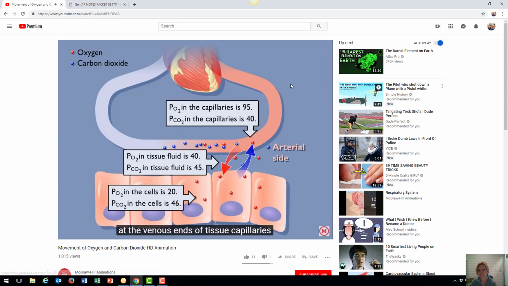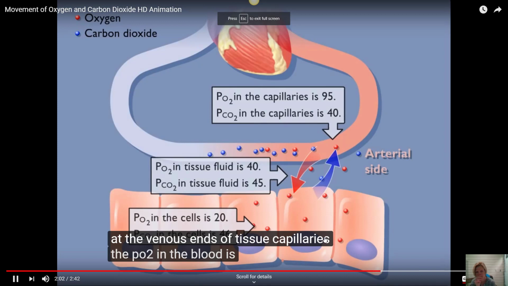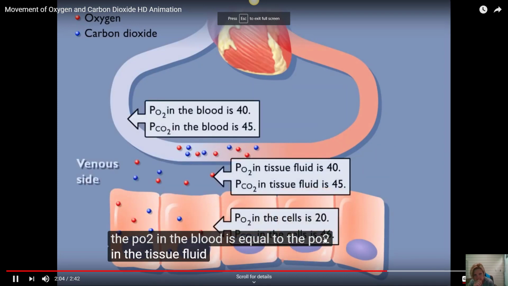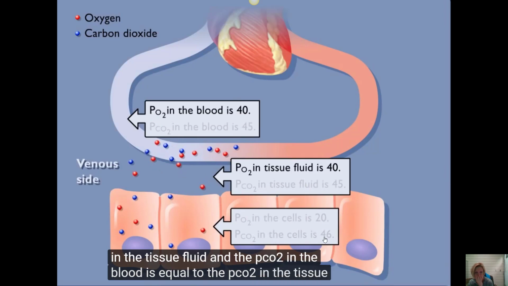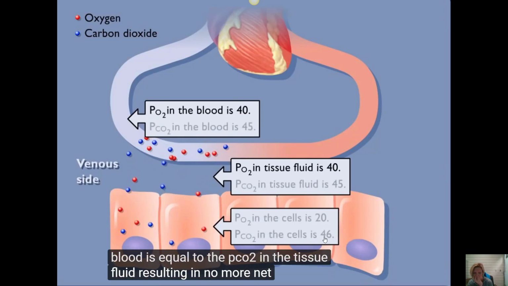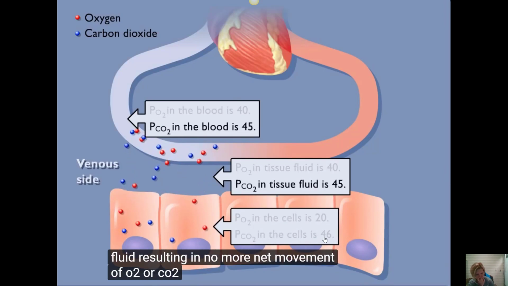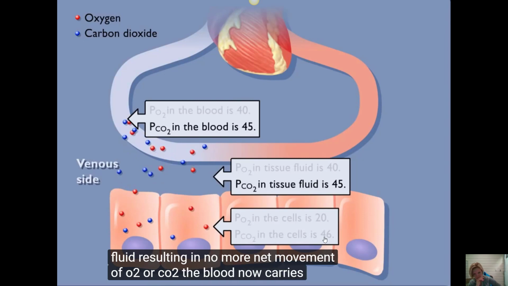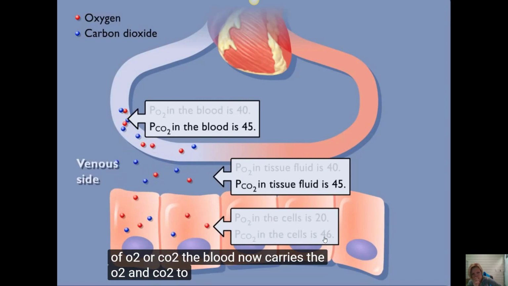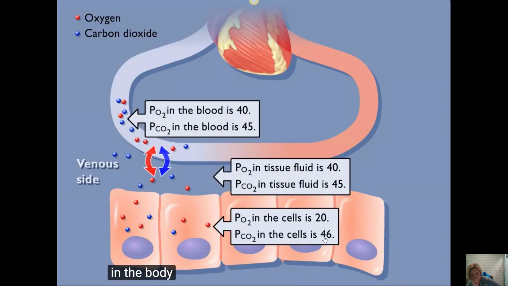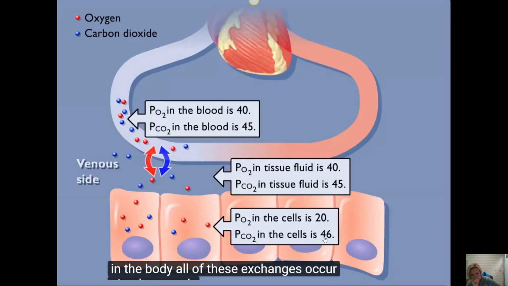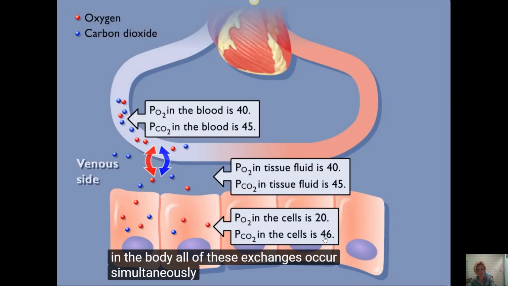At the venous ends of tissue capillaries, the PO2 in the blood is equal to the PO2 in the tissue fluid, and the pCO2 in the blood is equal to the pCO2 in the tissue fluid, resulting in no more net movement of O2 or CO2. The blood now carries the O2 and CO2 to the lungs. In the body, all of these exchanges occur simultaneously.